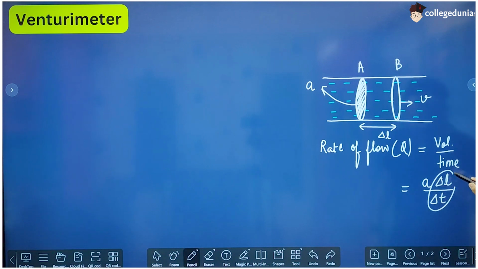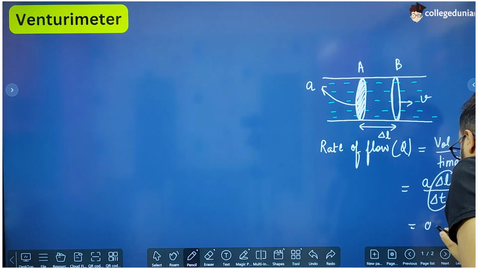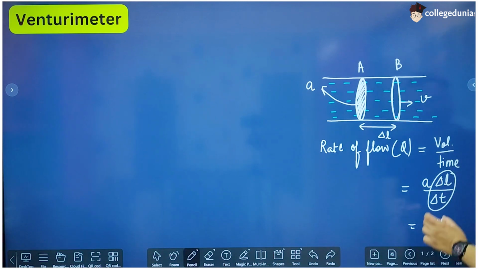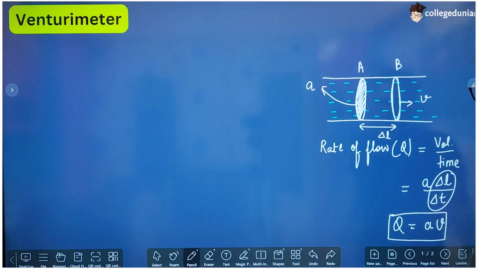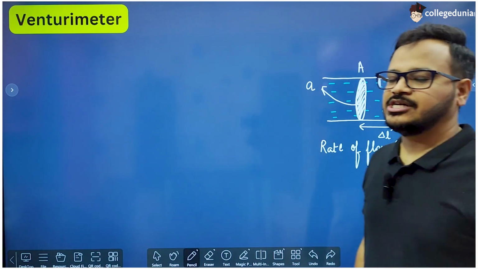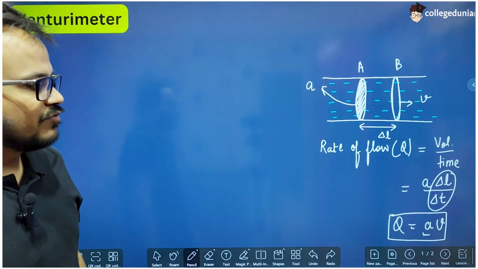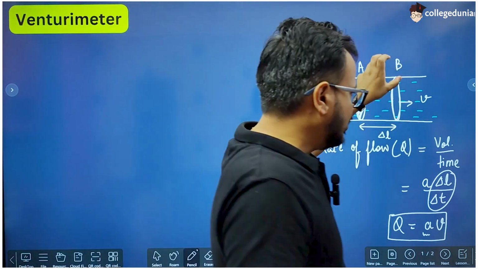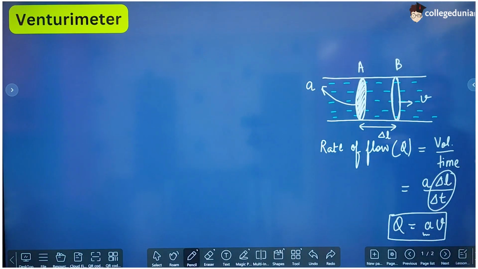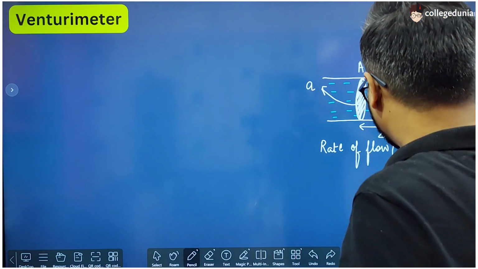And what is delta L by delta t? It is distance upon time, so it is the velocity of the liquid. So finally, the formula for rate of flow of a liquid through a tube is area of cross section of the tube into velocity of the liquid. So this is called rate of flow, right? Volume of liquid flowing through a tube per unit time is called rate of flow, and that is also equal to area into velocity. Clear?